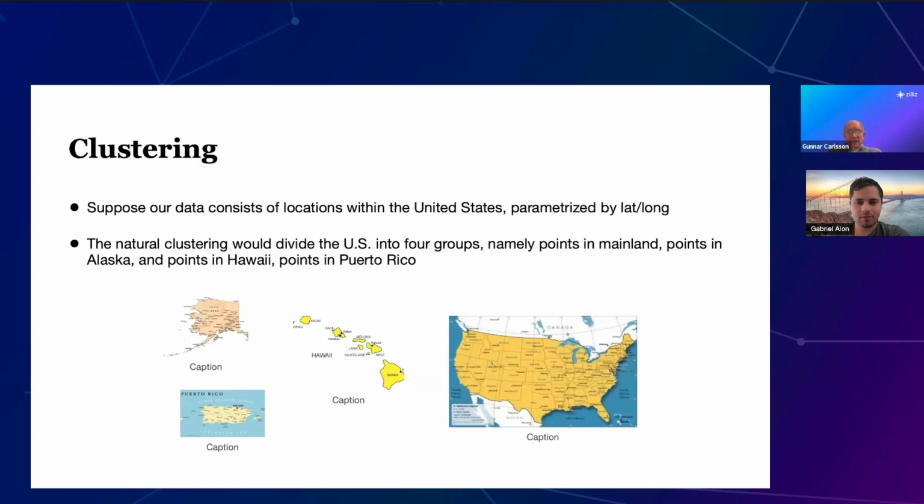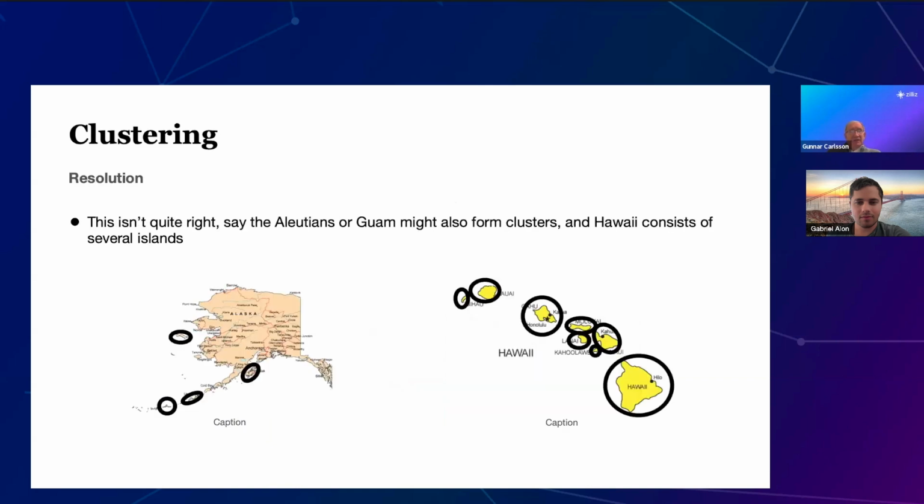On the other hand, if you think a little more closely about it, you realize this isn't quite right. The Aleutians in Alaska, for example, might form clusters, and some of the other offshore islands there. Hawaii consists of several islands, 8 to be clear. So maybe one wants that cluster. Well, it depends. Do you want that one, or do you want the higher level one? That's a question that depends on your use case, or on what you want to do with the clustering.